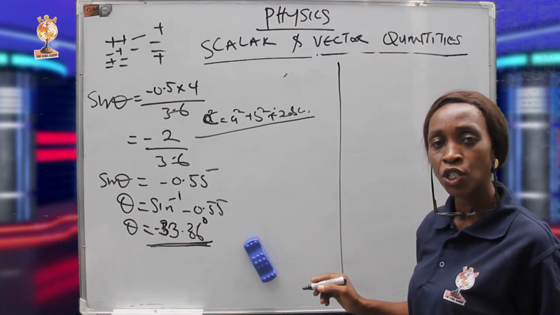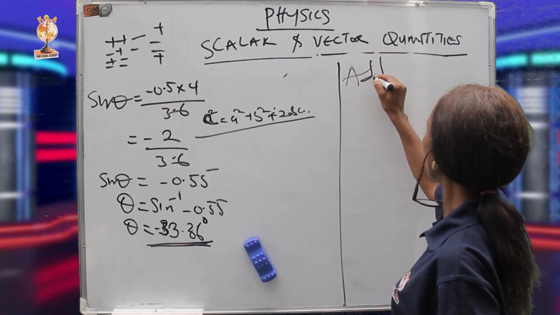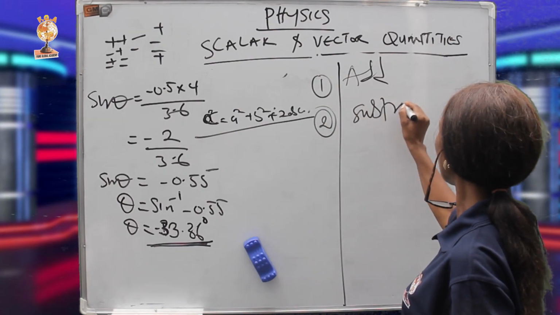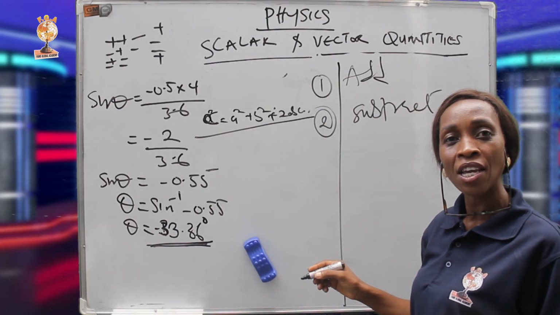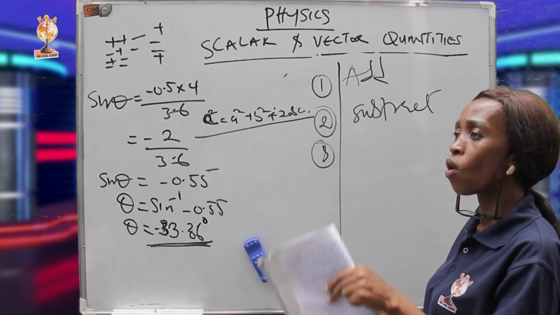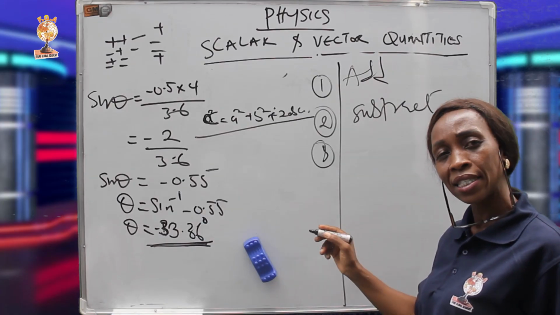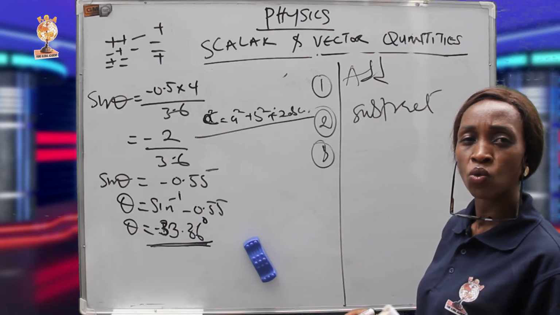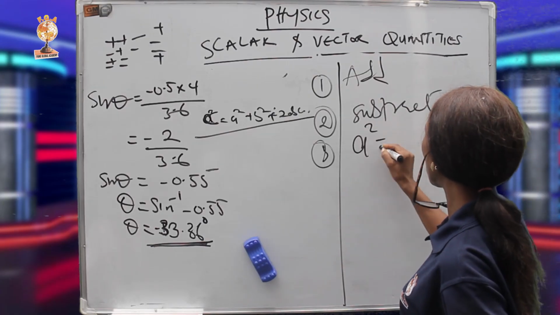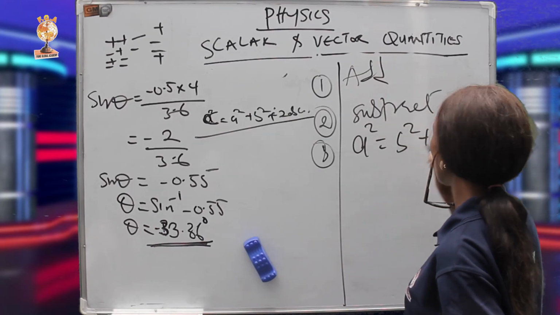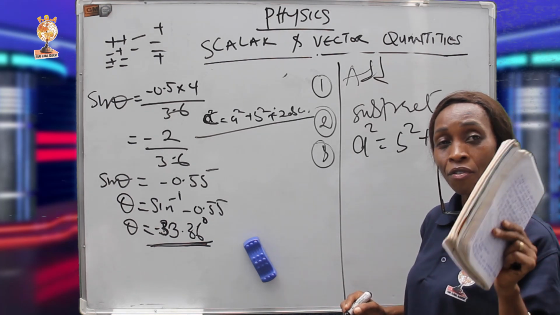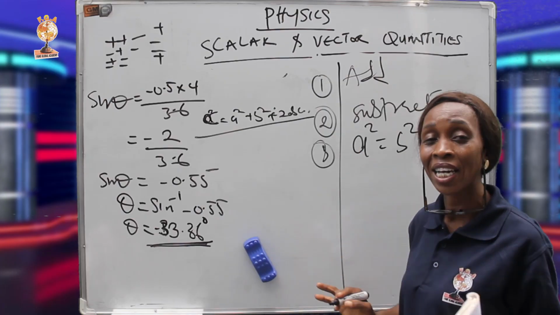If they're in the same direction, I add. That is 1. If they're in opposite direction, I subtract. If they are at a right angle to each other, which is 3, let's say one is north and the other one is east, or one is south and the other one is west, I will use the Pythagorean theorem, which is a squared is equal to b squared plus c squared. But at that point, at right angles to each other, they must sustain an angle.